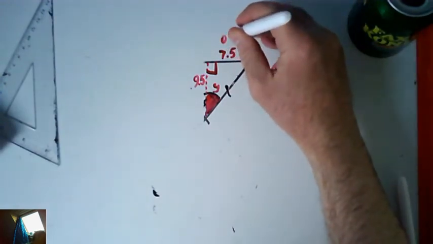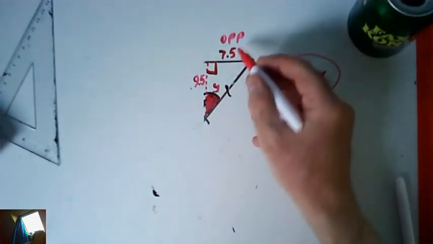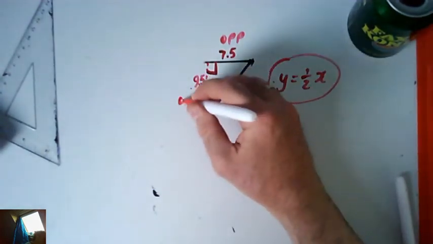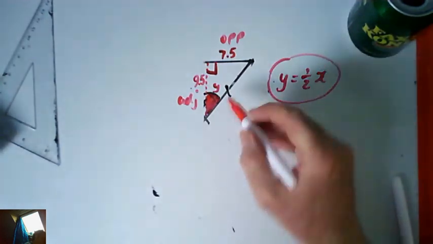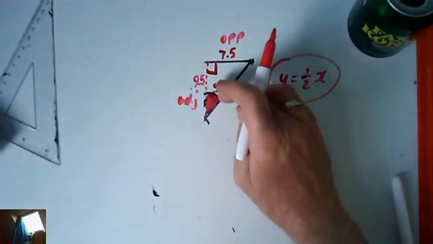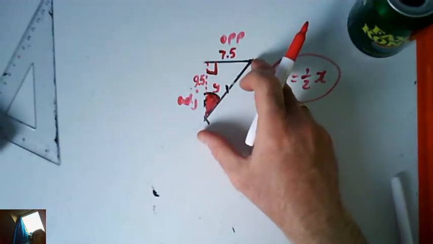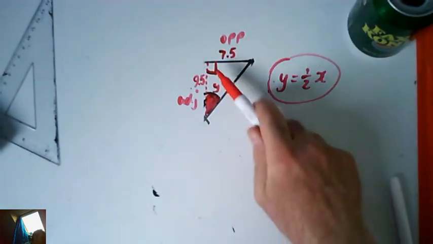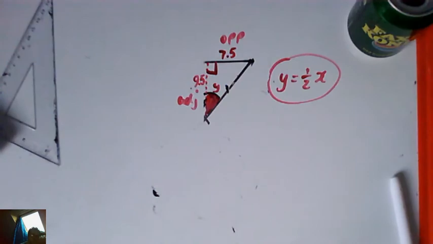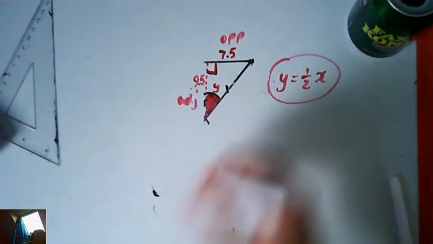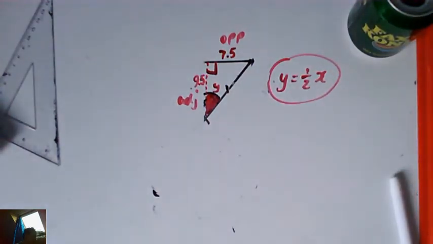I've got the opposite side to the y, 7.5. I've got the adjacent side to the y, 9.5, and then the other side is the hypotenuse. We know it's the hypotenuse because it's the longest side. We know it's the longest side because it's opposite the biggest angle. So opposite and adjacent, that's going to be tan.